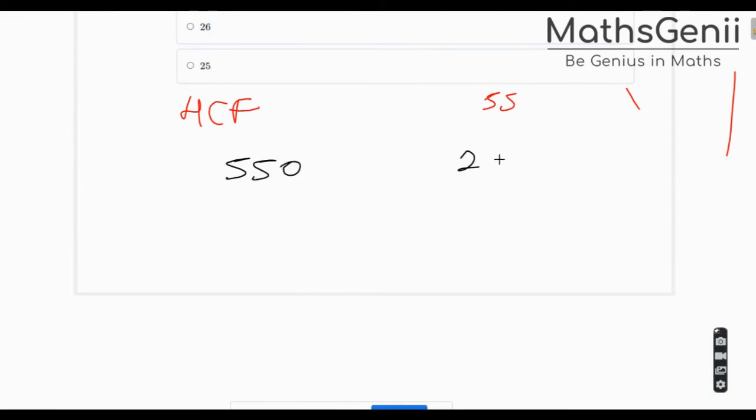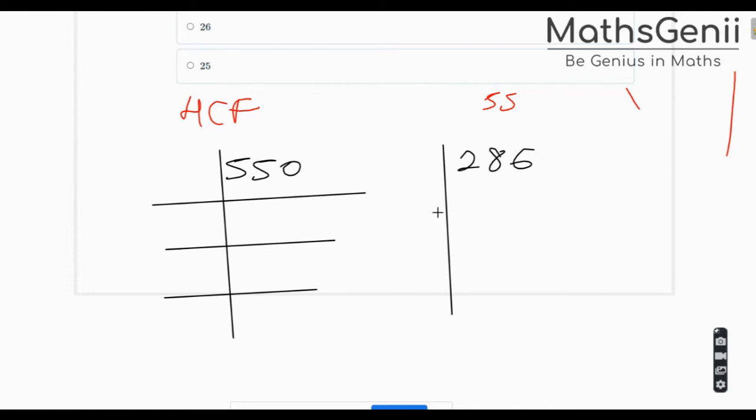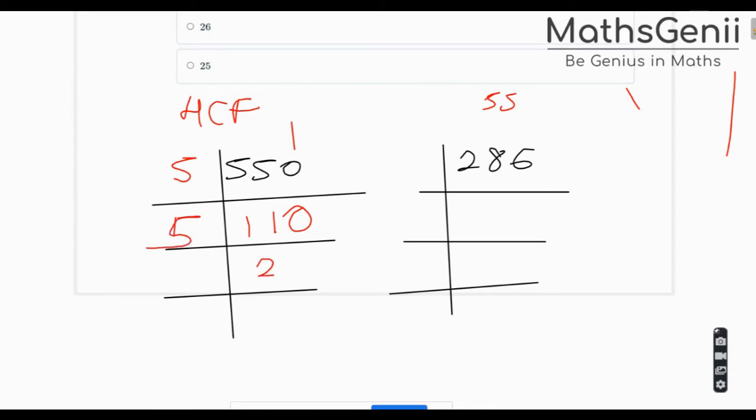550, 286. Okay. So 0 at the end. So can I divide it by 5? Yes. 5 ones are 5, 5 ones are 5, 0 as it is. Can I divide it by 5 again? Yes. 5 2s are 10. 1 remaining, 22. 22 can be divided by 2. 2 ones are 2, 2 11s are 22. 11 cannot be divided by anything, so 11 as it is.